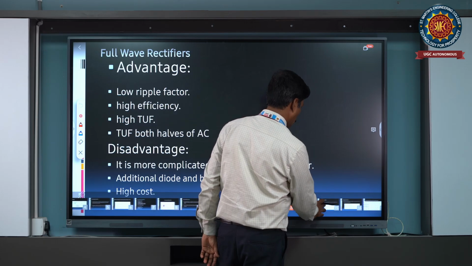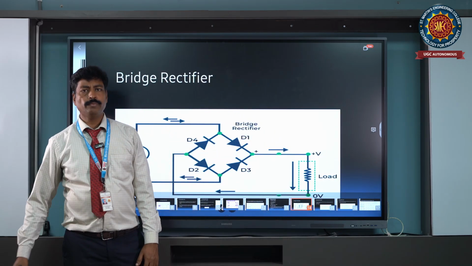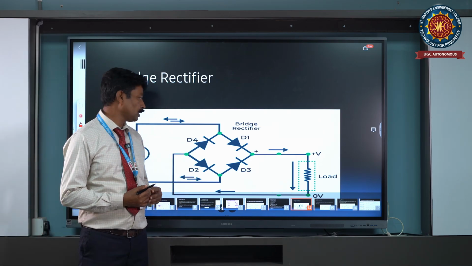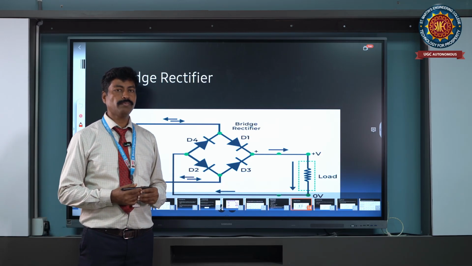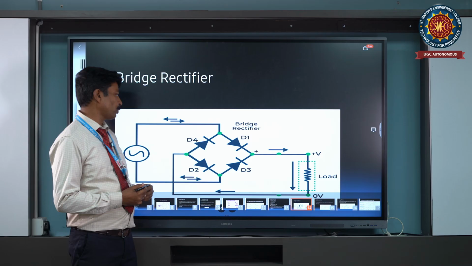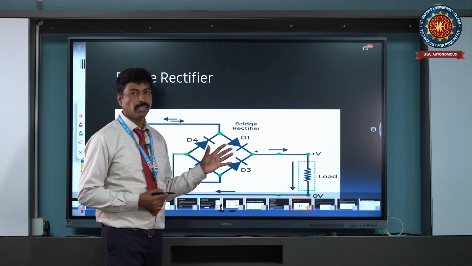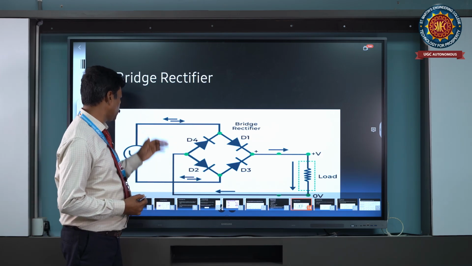Another one is the bridge rectifier. In this circuit, the bridge rectifier is nothing but the use of four diodes. The basic components of the bridge rectifier are a transformer, four diodes, and a load resistance.